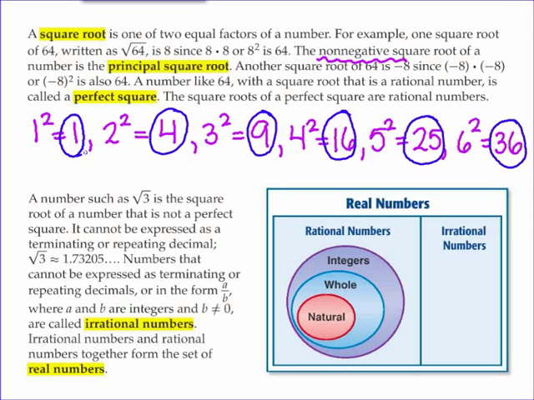A number such as square root 3 is the square root of a number. It is not a perfect square. If we were to use our calculator and we took the square root of 3, we would see that that's 1.73205... Remember, anything that's like the root 3 that keeps going forever and ever is called an irrational number. Now, what is the most famous irrational number? Pi, yeah. Pi is the most famous irrational number.